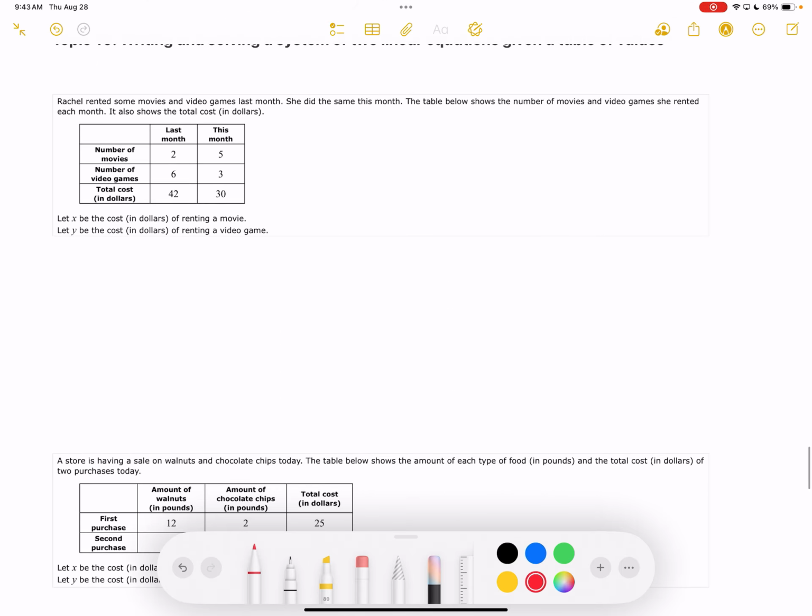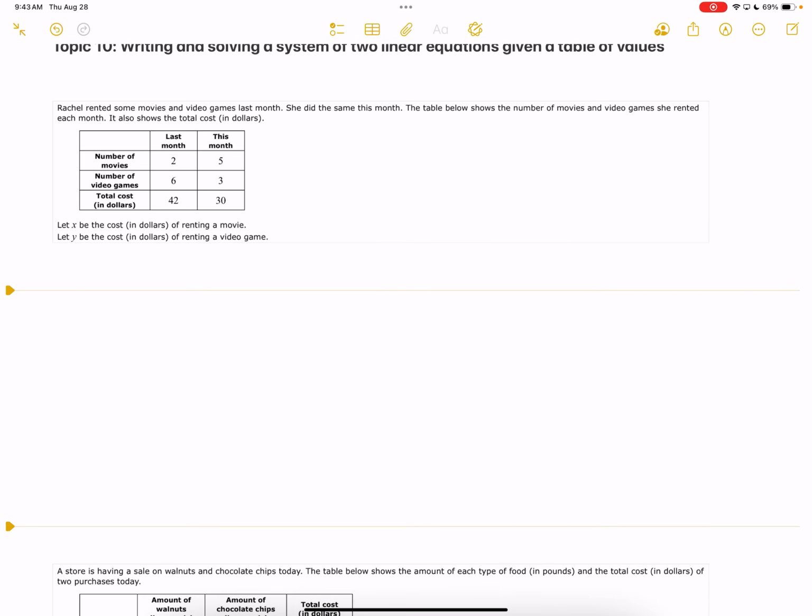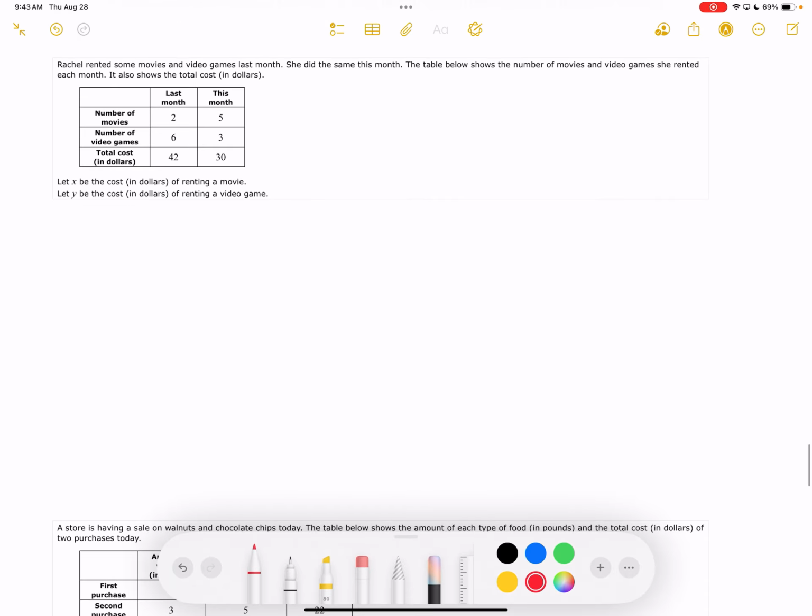The other word problem that we have in this section, they give you a chart, so it actually makes it super easy for you. Rachel rented some movies and video games last month. She did the same this month. The table below shows the number of movies and video games she rented and the total cost. Let X be the movies and Y be the video games. So to set up the equations, you really just write down the chart. Basically, you have 2 movies plus 6 video games equaled $42.